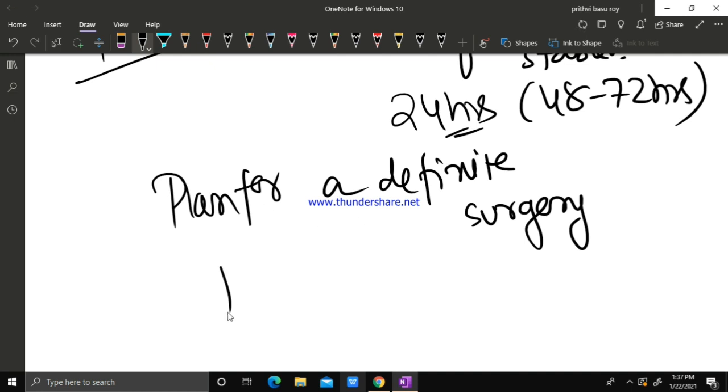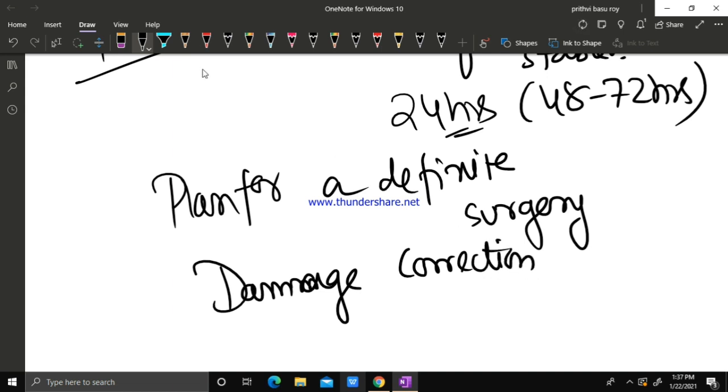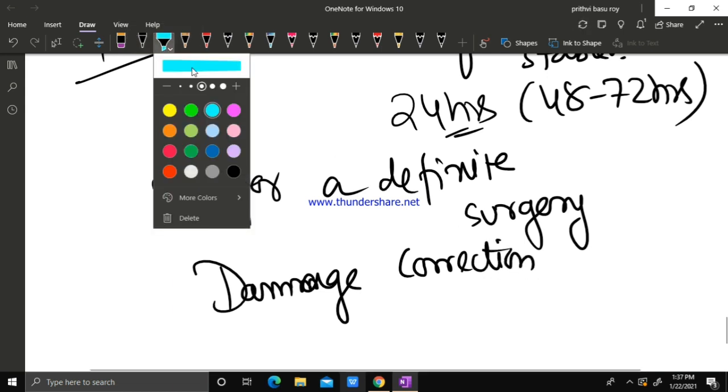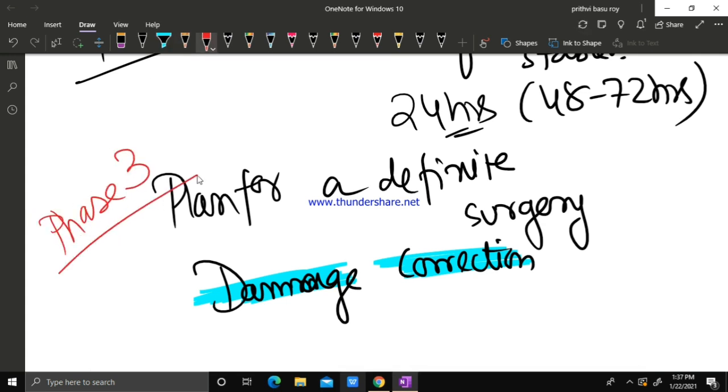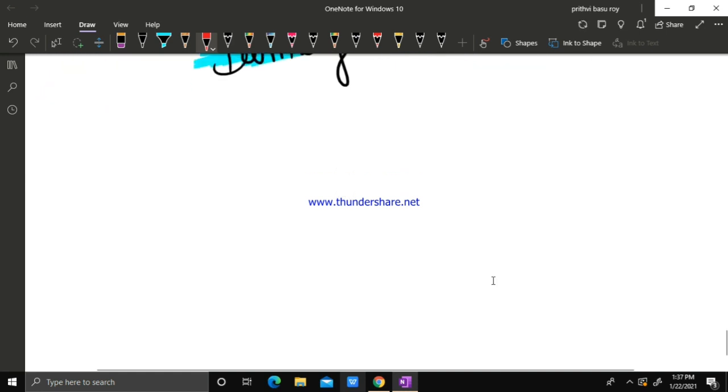And then this is known as damage correction. This is what will be asked in your exam. What is this? This is not damage control but damage correction. That means the anatomy has to be corrected. And that will give your phase 3. Post-op is phase 4. We don't want that. So phase 3 is this.